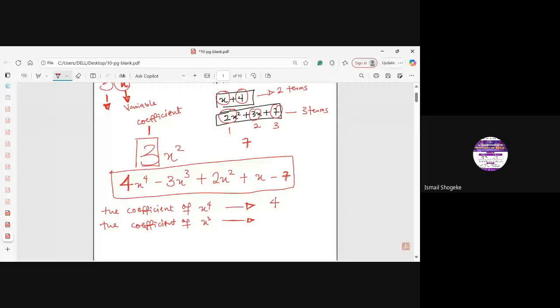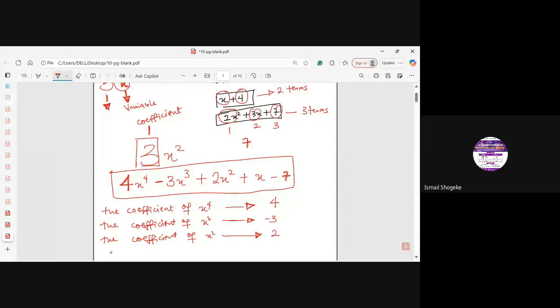Now, the coefficient of x power 3 now is not 3, but what? Negative 3. So we take the sign. What's the coefficient of x squared? Class, can type in the chat. No, x squared, the number in front of x squared. Two. True. Okay, thank you.